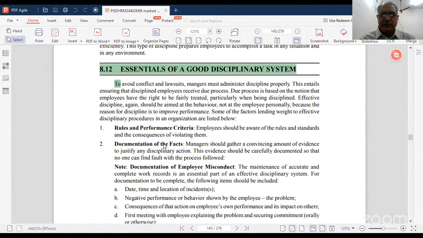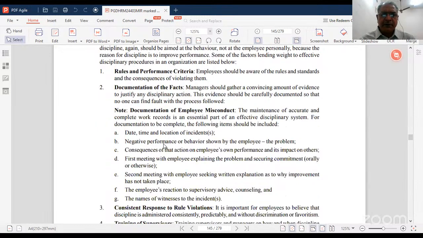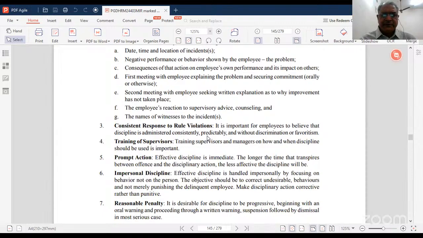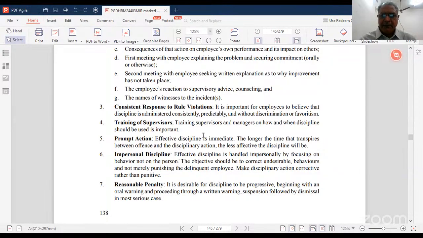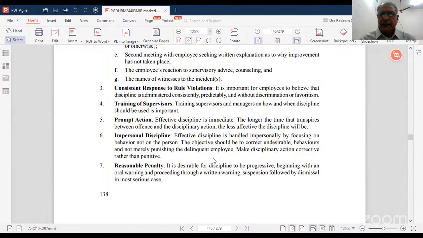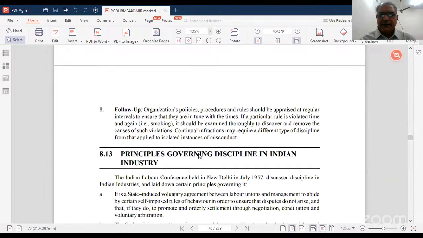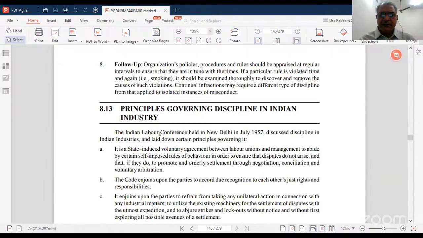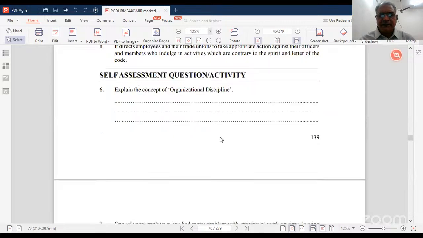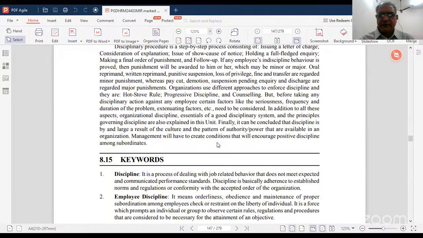Essentials of a good disciplinary system: rules and performance criteria must be clearly laid down. Documentation of facts is very, very essential. Then a consistent response to rule violations. Training of the supervisor, prompt action, and impersonal disciplinary action are to be taken, and reasonable penalties are to be laid down. These are the various important aspects to be understood in this particular lesson.